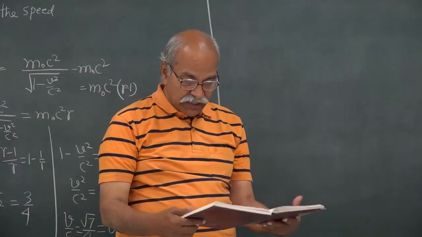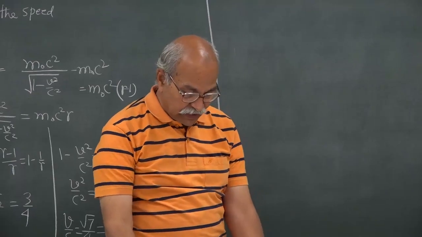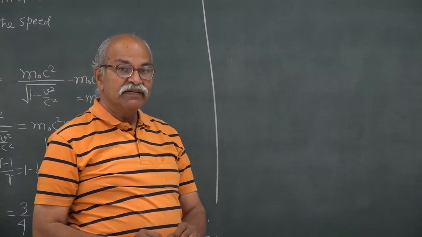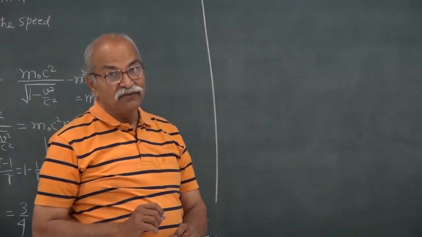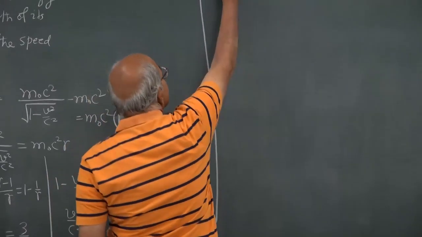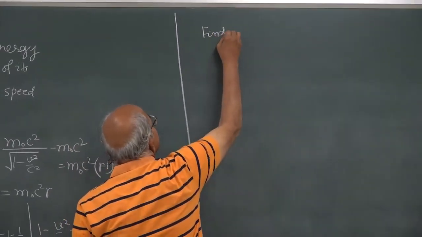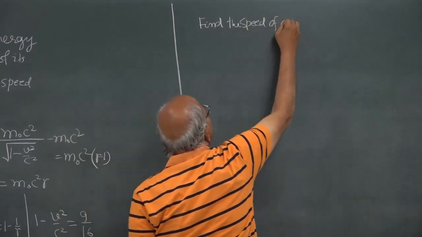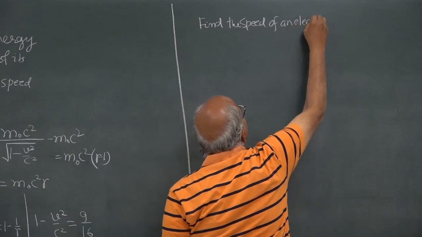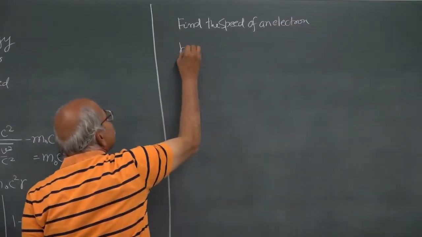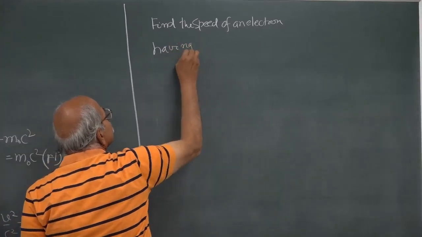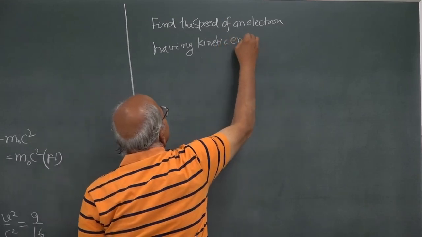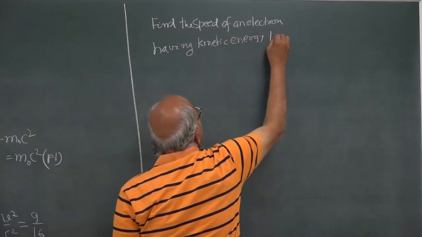So, our next question is very similar to the previous one. Again we have to find the speed of the electron, and this time the kinetic energy given is 1 mega electron volt. So, the question is: find the speed of an electron having kinetic energy 1 MeV.